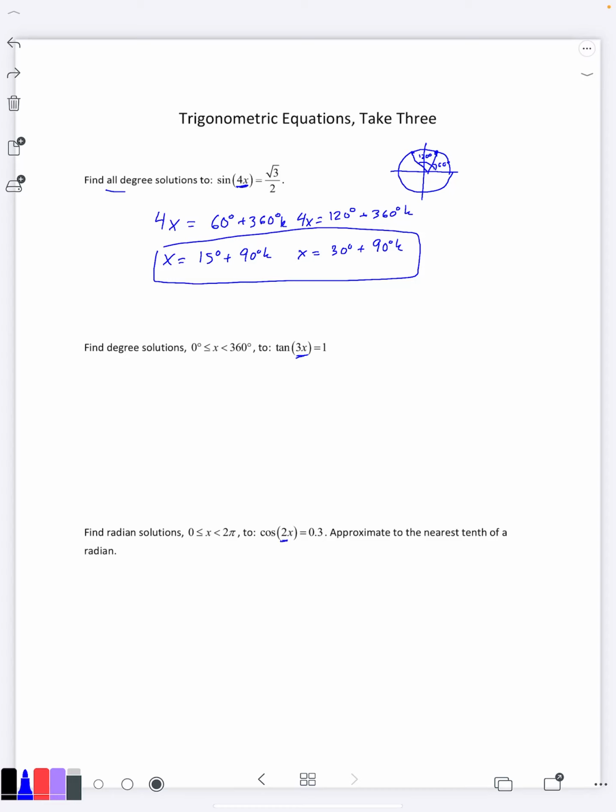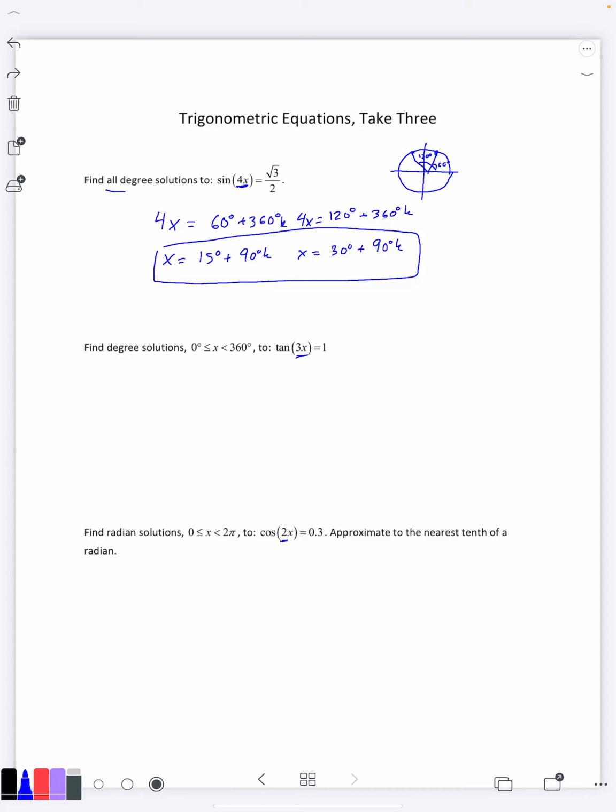Notice how it's not 360k in our final answer like it has been in the past, and that's because of the multiple angle inside the trig function. Think about going back to the graphs that we had before, with period and frequency. These things are being changed by this, and that's why we end up getting plus 90 degrees k here instead of the previous plus 360 degrees k. Okay, so that's one thing.